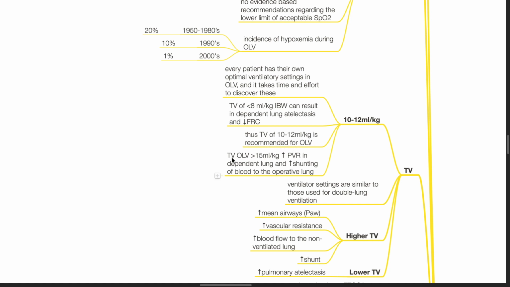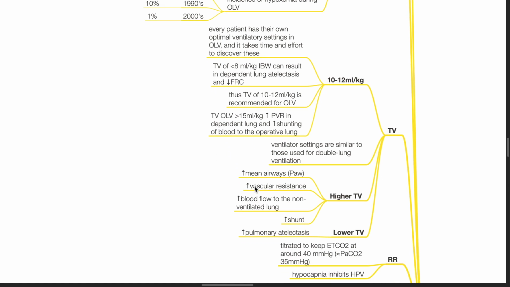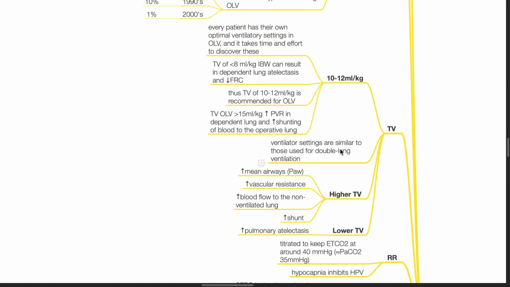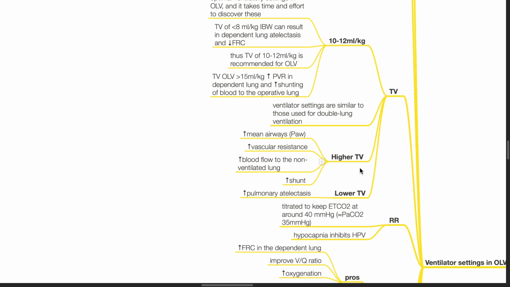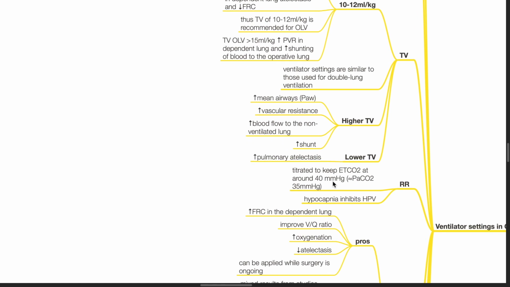Tidal volumes of more than 15 mL per kg increase pulmonary vascular resistance in the dependent lung and increase shunting of blood to the operative lung. Ventilator settings are similar to those used for double lung ventilation. Higher TV increases mean airway pressures, vascular resistance, blood flow to the non-ventilated lung, and shunt. Lower tidal volume increases pulmonary atelectasis.